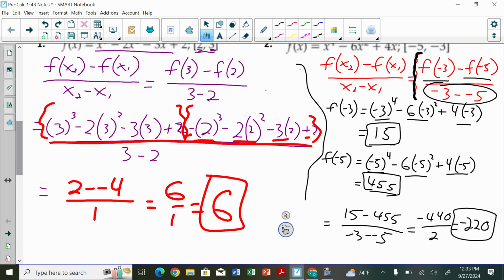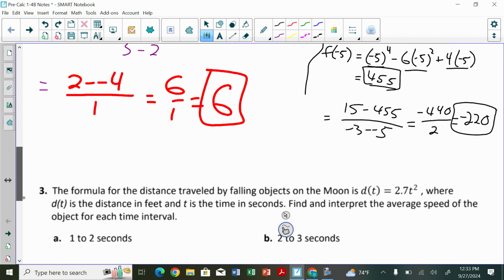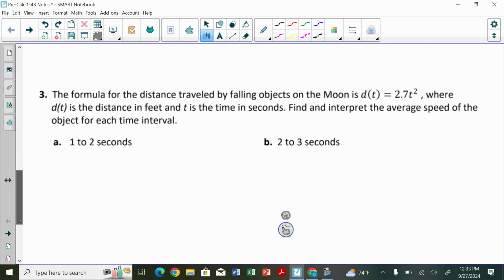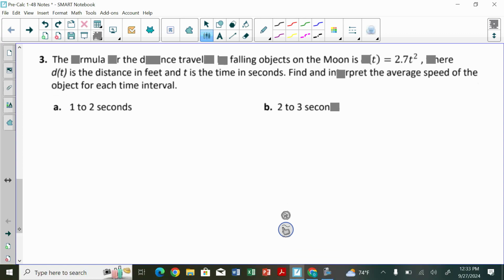So there you go. One more type of problem here with the word application, because we can do a lot of word applications with, say, distance and speed, and a lot of times there's a common one with the falling object. It's the same formula. The formula for distance traveled by falling objects on the moon is this function here: distance equals 2.7 times t squared, where t is the time in seconds. So our interval on the first one is 1 to 2 seconds.